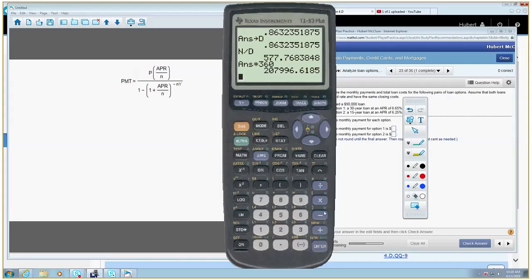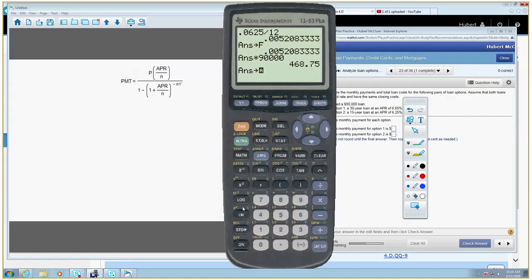So a different interest rate. You don't need to write these down because I'm going to forget them. All right, 0.0625. 0.0625 divided by what? 12. And that's our fraction. Stow, alpha, fraction, F. Multiply that by 90,000. And that's stow, alpha, numerator.